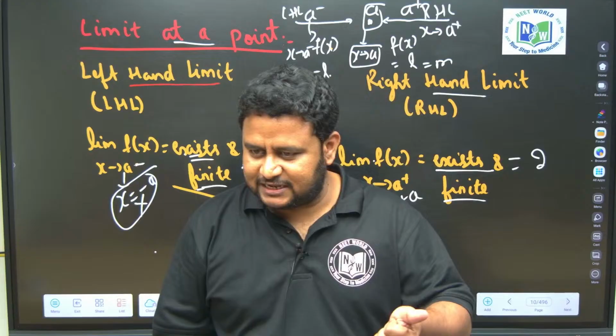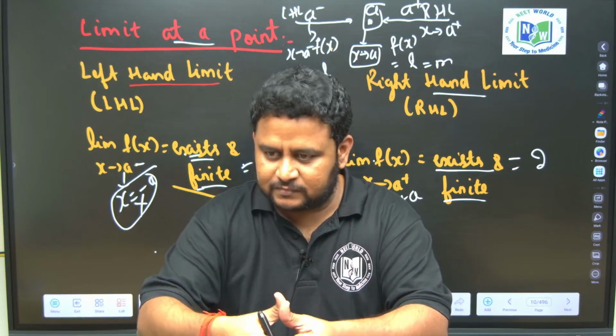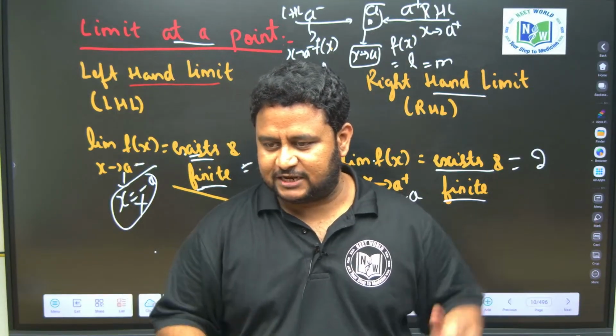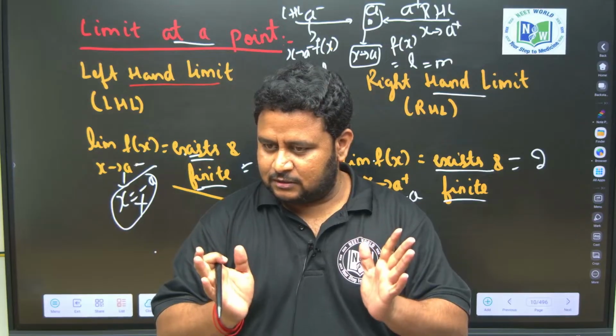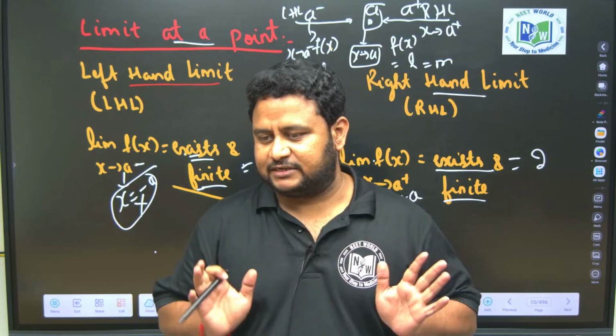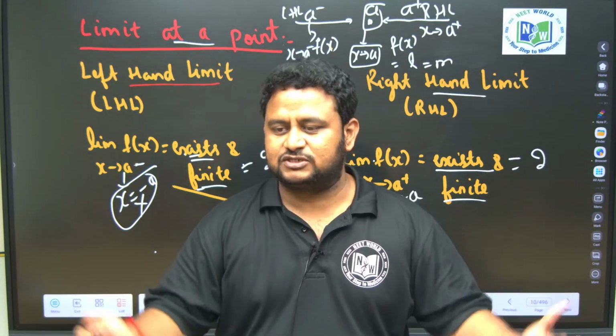LHL should be there, RHL should be there. First of all, they should exist and they should be equal. Then we say that the actual limit is there. First you should be there, your friend should be there, and you should be equal. Then we say that it exists and we also get the limit value. Otherwise, if that person is unknown, limit does not exist.